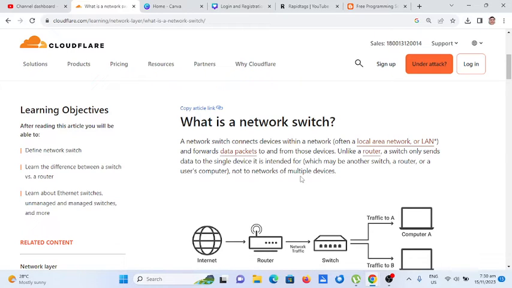So, what is a network switch? A network switch connects devices within a network, often a local area network or LAN, and forwards data packets to and from those devices. Unlike a router, a switch only sends data to the single device it is intended for, which may be another switch, a router, or a user's computer, not to networks of multiple devices.